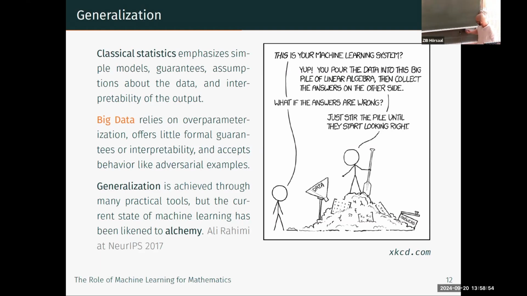Okay, good. So same question as before. Can we use this kind of generalization to our advantage when we're interested in mathematical research?